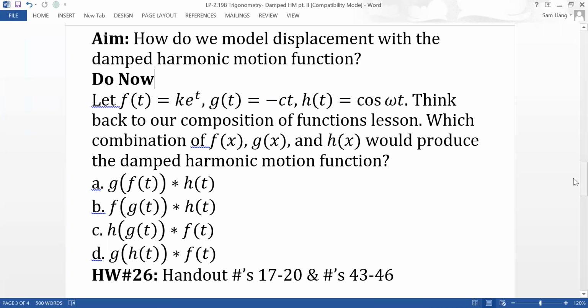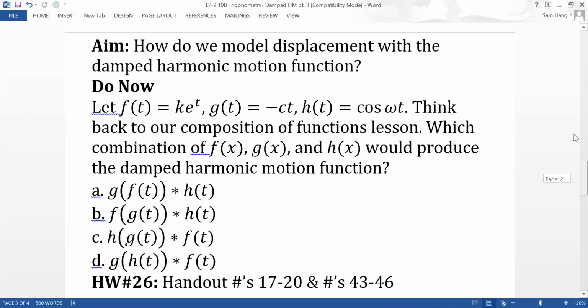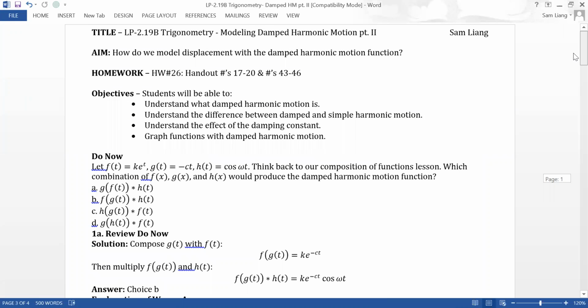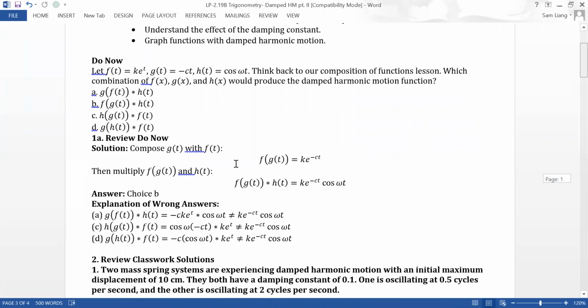Thank you for that. I'll confirm that is choice B, and I'll show you the work here. As Lucas and Bipper were saying, f of g of t will get you k times e to the negative ct. Just recognize that g of t is treated as the independent variable, and then that gets plugged into f. Then, as Lucas was saying, we multiply by the cosine omega t function, because we don't want to plug in anything here, so it has to be multiplied by h of t. So our final answer is choice B.